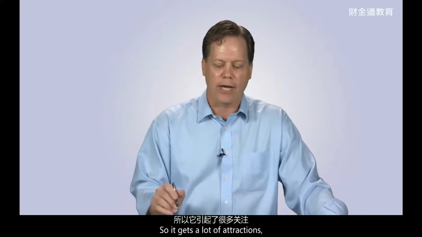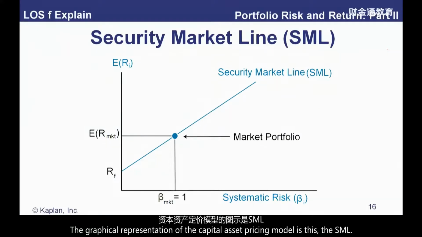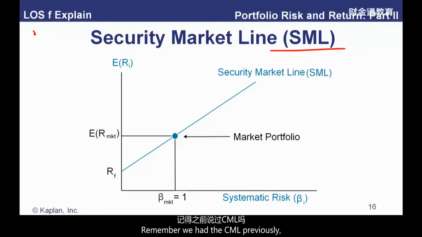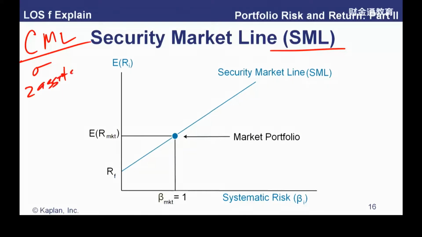So it gets lots of traction, even though, unfortunately, it doesn't work. All right, the graphical representation of the capital asset pricing model is this, the SML. Remember, we had the CML previously. Okay, so we said there were 2 things about the CML. It used total risk, that is standard deviation, and there were 2 assets that plotted on it, right? So the CML, there were 2 assets that would plot on it, and it used total risk.